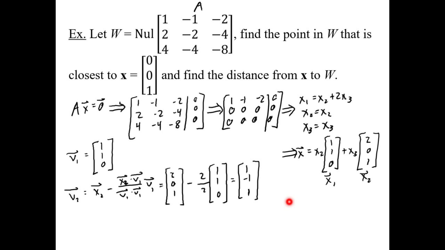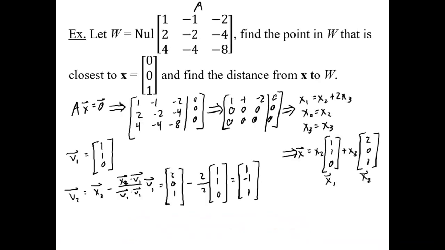Let's make sure these are orthogonal. Do v1 dot v2. I'm going to get 1 minus 1 plus 0, which is 0. Okay. We now have our orthogonal basis. Now, I need to find x hat. We said that the vector x was the vector 0, 0, 1. And we found that W was the span of my two vectors. Now I'll use my orthogonal basis, which was 1, 1, 0 and 1, negative 1, 1.